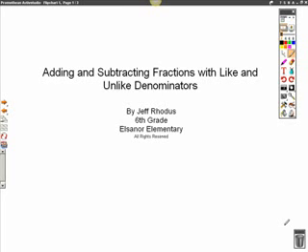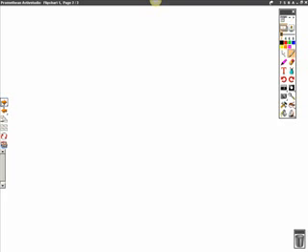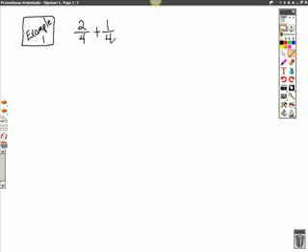Today we're going to be adding and subtracting fractions with like and unlike denominators. First we're going to start out with an example 1. We'll start out with 2 over 4 plus 1 over 4.